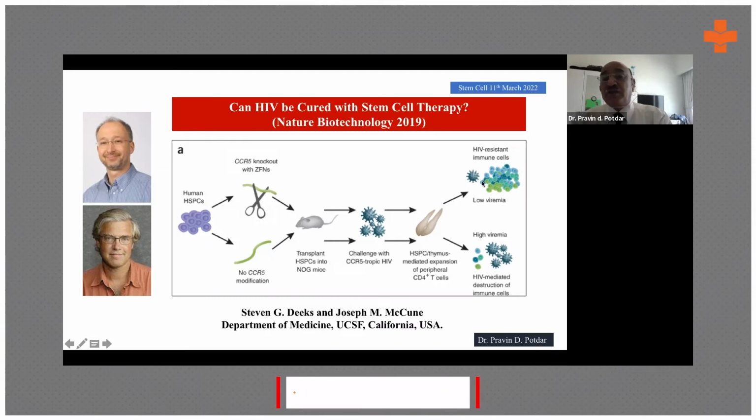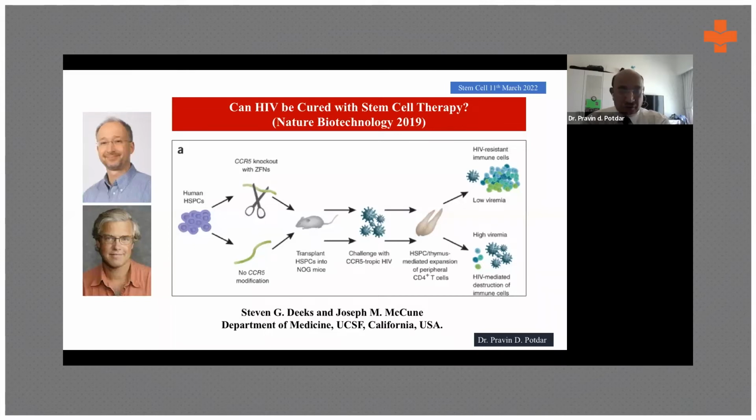And here you see the low viremia, and you see more maintenance of CD4 cells. This particular experiment was also done by Dr. Deshpande. I'm coming to that report in the next two slides. Okay, and here you see where there is a low viremia where you have injected the cells with CCR5 modification. So this is clearly indicating that chopping out the CCR5 gene may help in curing the disease.